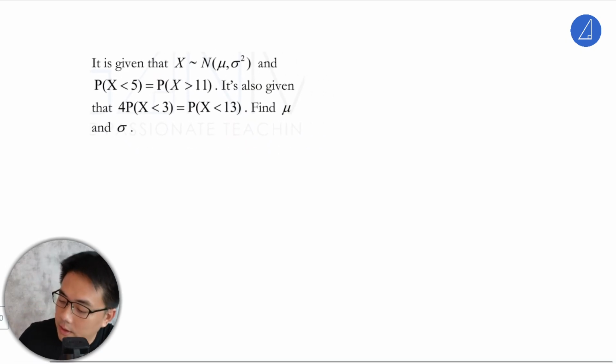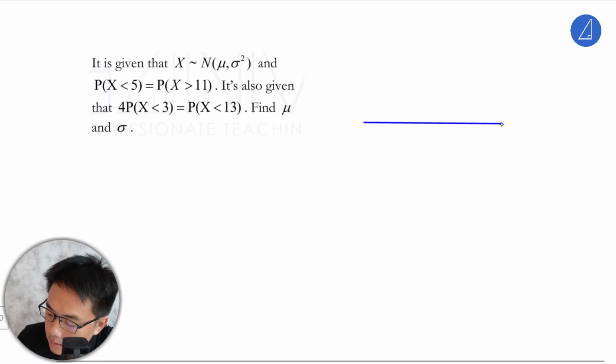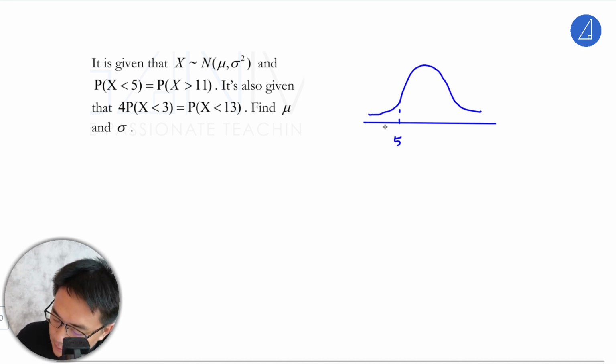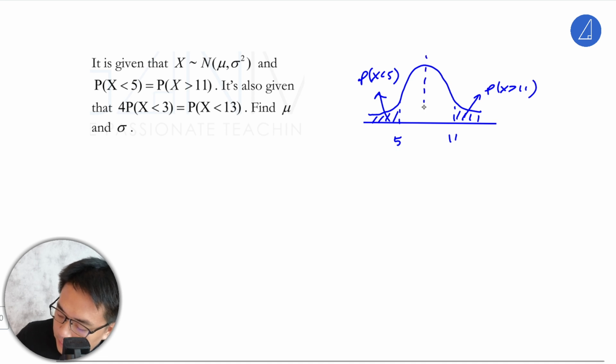When you do this kind of question, you just draw, okay? Don't worry about it. Just draw first. So for this one, you have P(X less than 5) is equal to P(X more than 11). So it means it has to be symmetrical about the mean.